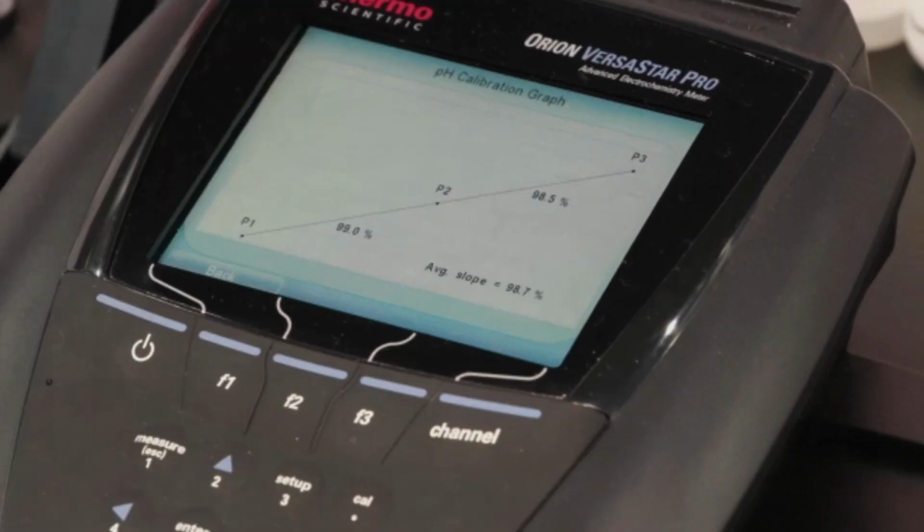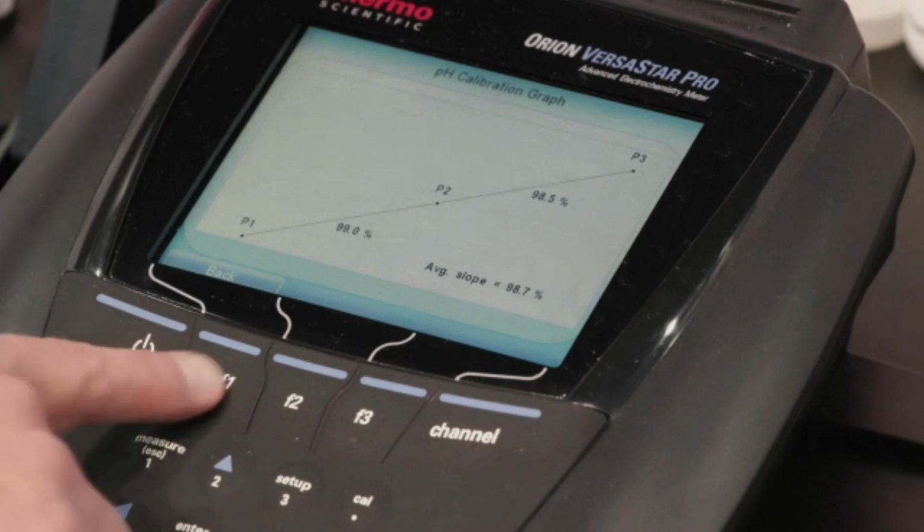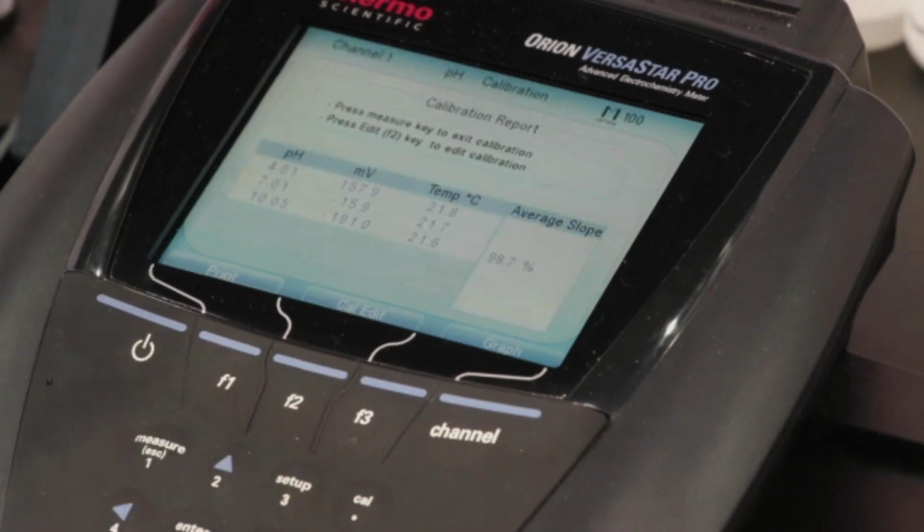We're also showing here that there are two different slopes displayed, the slope between 4 and 7 and the slope between 7 and 10. Ideally, these percentages will be close, generally within about 2% of each other. If the 7 to 10 slope is low, the pH 10 buffer may be degraded and may need to be replaced. So Steve, I think we have time for a calibration verification, if we want to move into that.